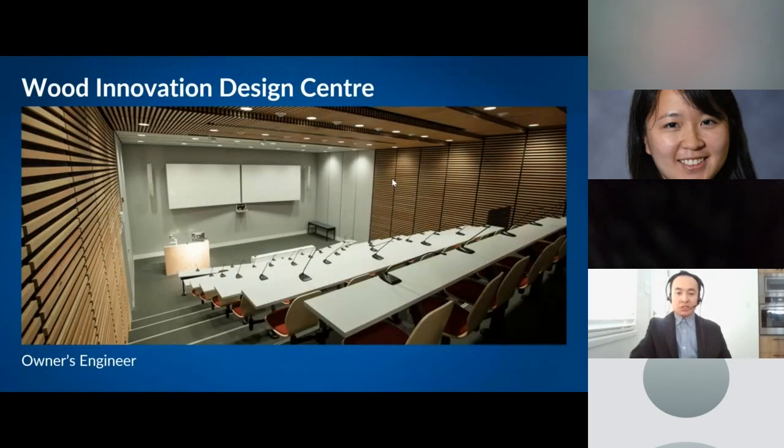So this building is a 6-story mass timber building in Prince George, and it is the campus for UNBC. We were the owner's engineer for this project, and we were responsible for developing a site-specific regulation because at the time the code didn't allow for such tall timber buildings. And we were also responsible for developing an indicative design for this project.